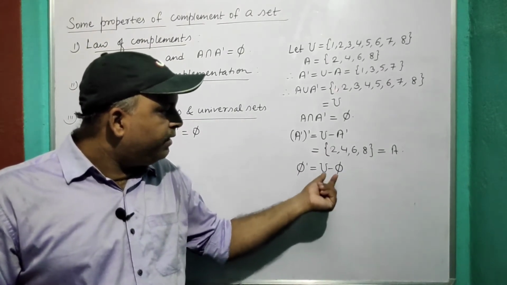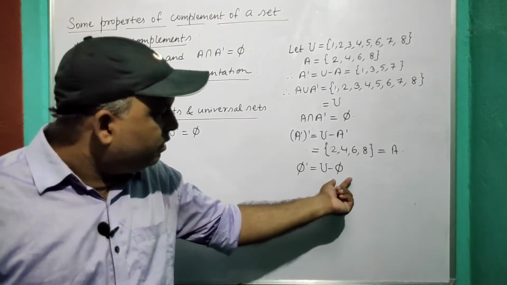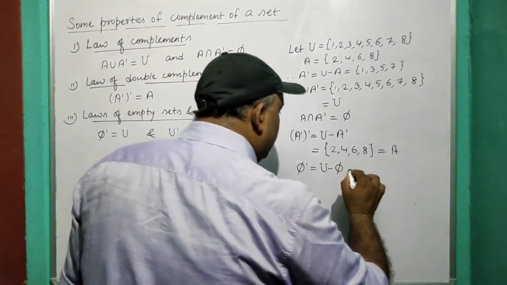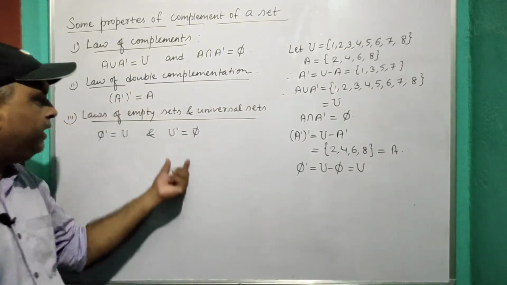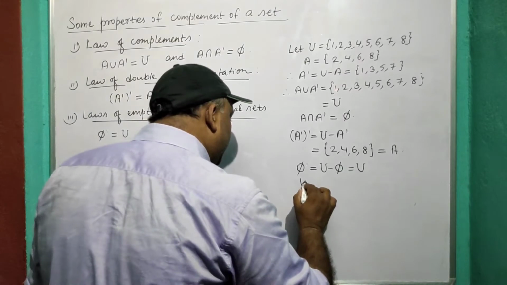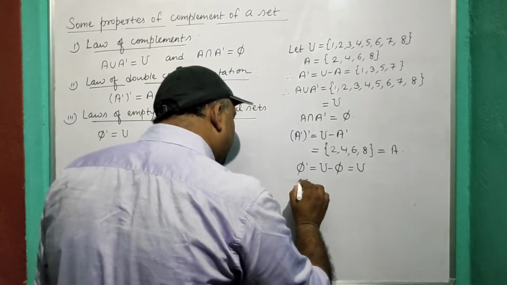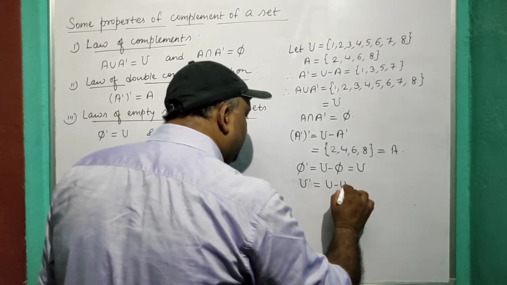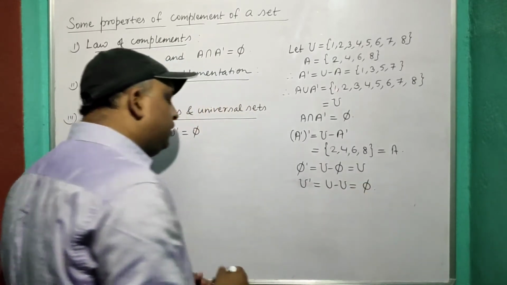When you subtract this from U, you get this universal set because this is null set, no element is there, so this is equal to U. And similarly, when you find the complement of universal set, that is U dash, in that case you subtract this U from U and you get phi, null set.